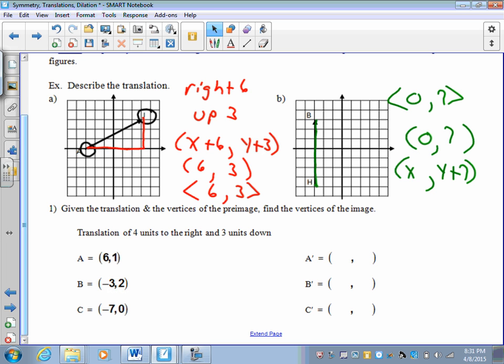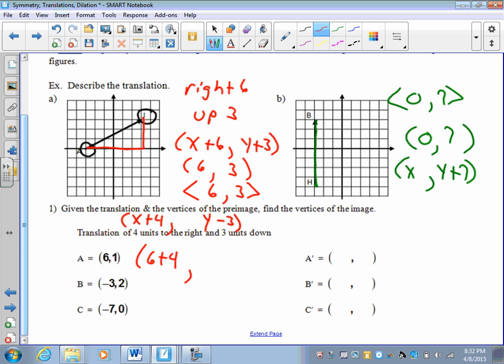Given the translation and the vertices of the pre-image, find the vertices of the image. The translation is 4 units to the right and 3 units down. So basically, I'm doing x plus 4, and 3 units down is y minus 3. So 6 plus 4 and 1 minus 3. So my image would be (10, -2).